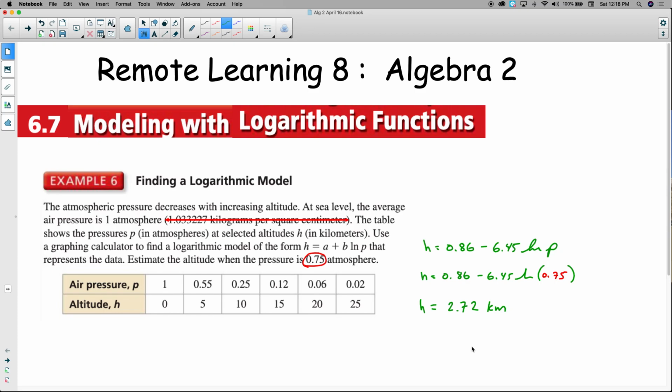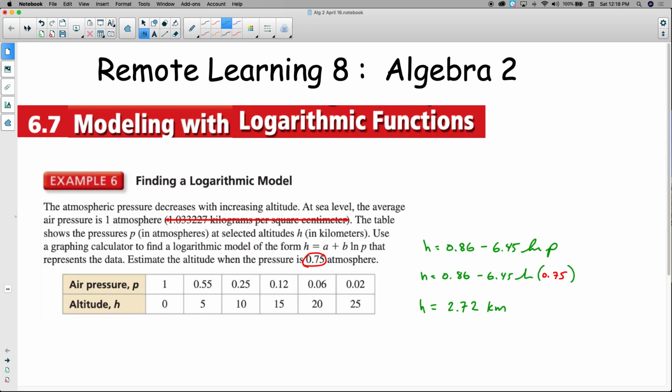Okay, and that seems pretty good to me in terms of just wrapping my mind around the data here. It went from 1 to 0.55 and kept diminishing, so 0.75 is somewhere in here. So then our answer should be somewhere in here, and it is. It's between 0 and 5. So all of that feels good.